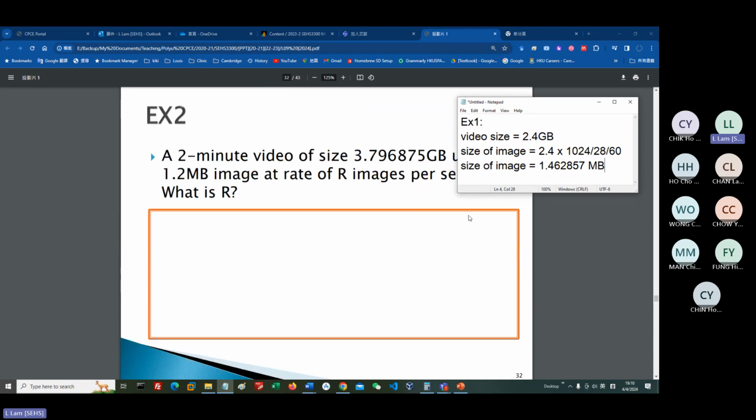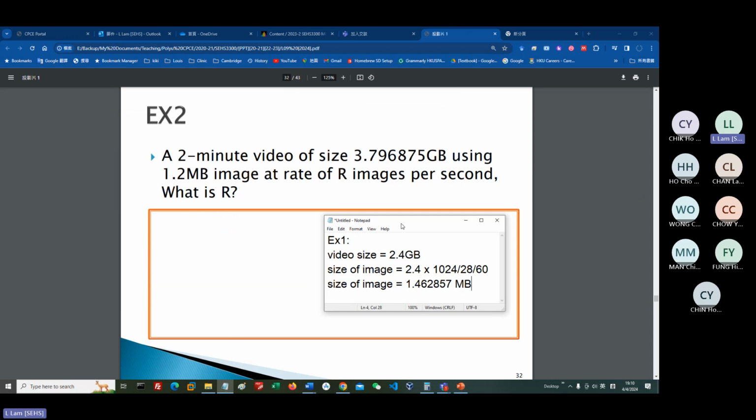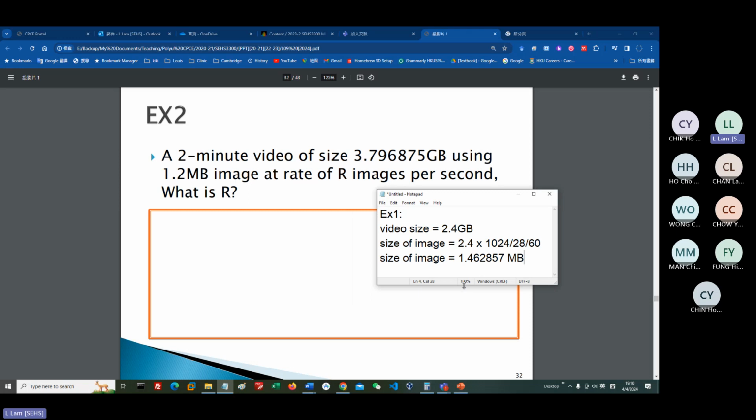Exercise 2. So I give you another 1 more minute to see if you can do this. Not that difficult.